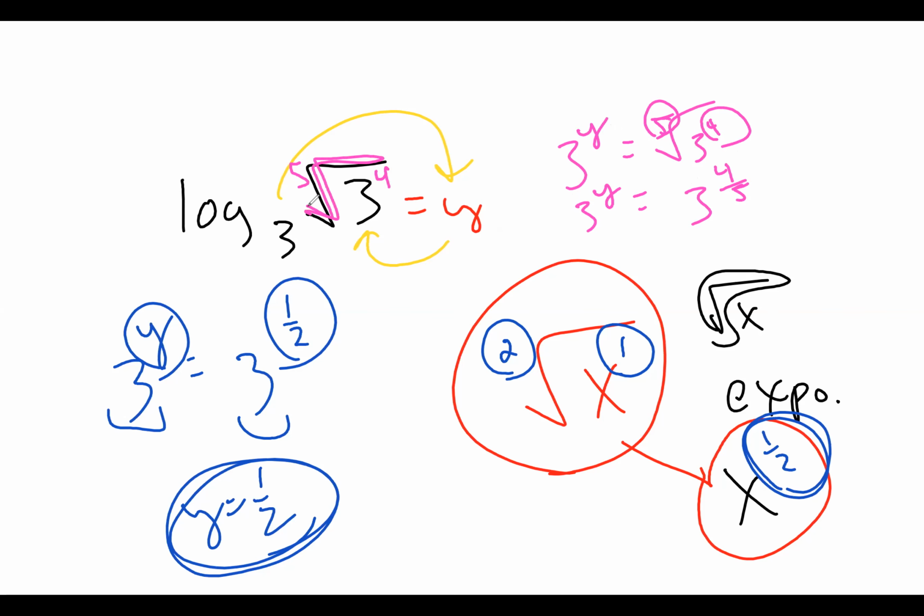Just because we see a radical sign, we cannot always assume the answer is 1/2. What we can assume is that the outside number goes on the bottom and the inside number goes on the top. So anytime we see a radical, turn it into this, because it's going to make it 1,000 times easier. Okay?